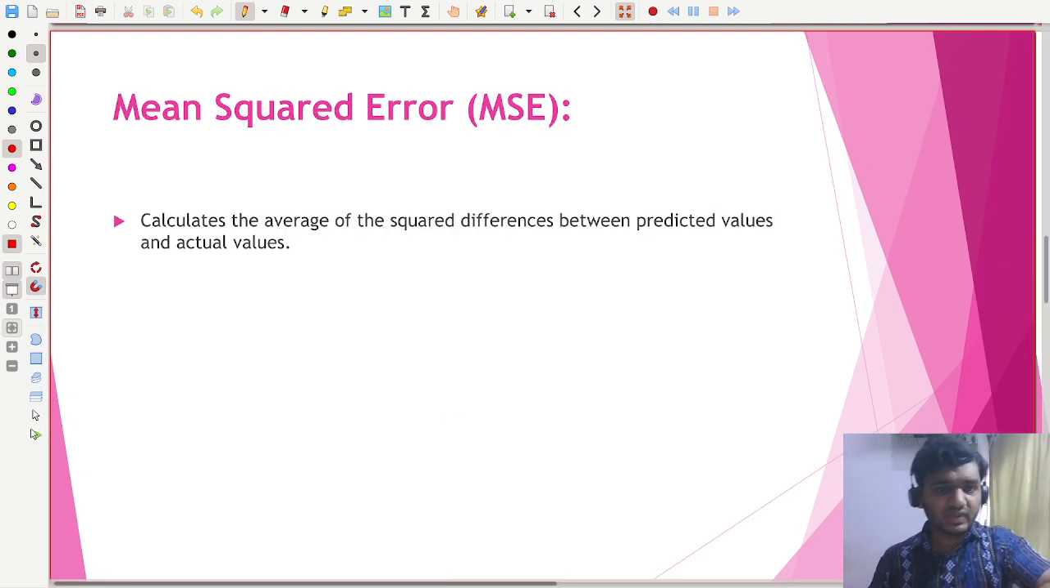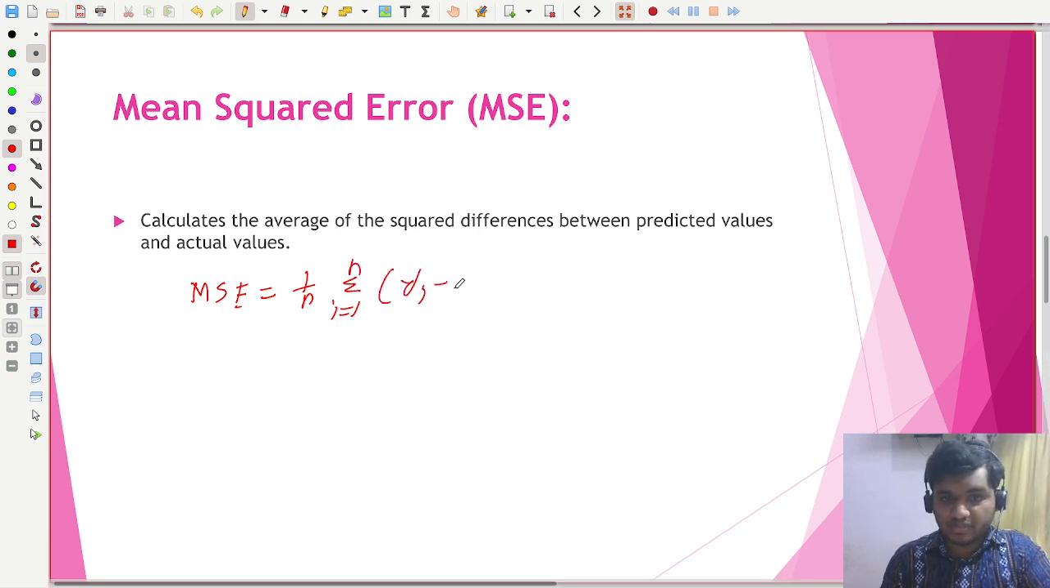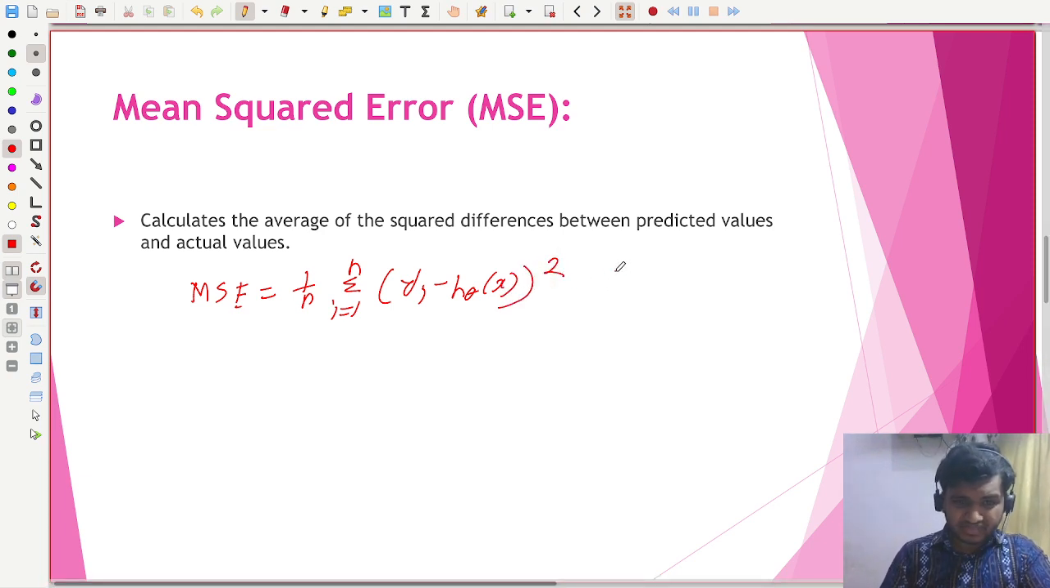Okay. So here mean square error calculates the average of the square difference between predicted value and actual value. So here you notice, mean square error we'll discuss also in linear regression, that is 1 by n summation i equal to 1 to n, actual minus predicted, whole square. Okay, it is a quadratic function and convex function.